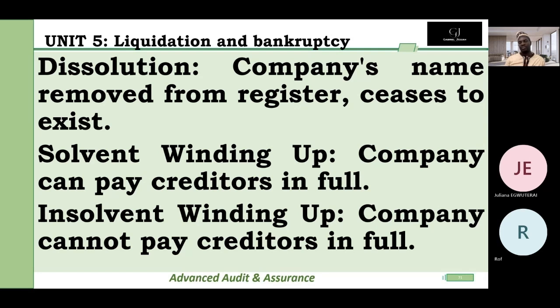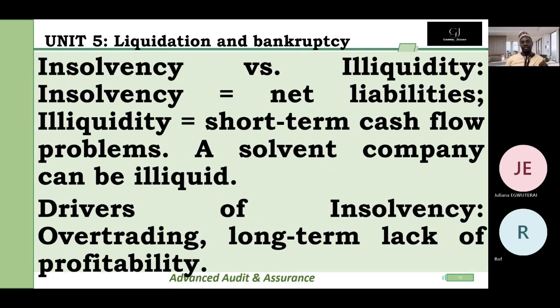Also, a solvent winding up speaks to a company that can pay creditors in full. That means they are solvent. But an insolvent winding up means the company cannot pay creditors in full. And creditors have the first claim to the company assets before the shareholders. So there's solvent winding up and there's insolvent winding up. Being able to pay creditors in full is a solvent winding up, while insolvent winding up speaks to creditors not being paid in full.